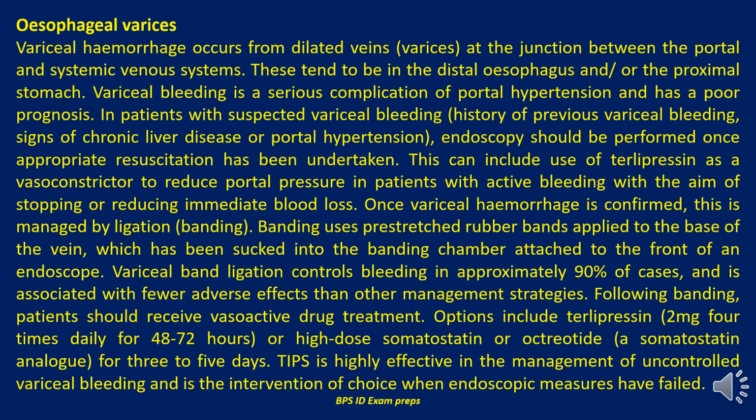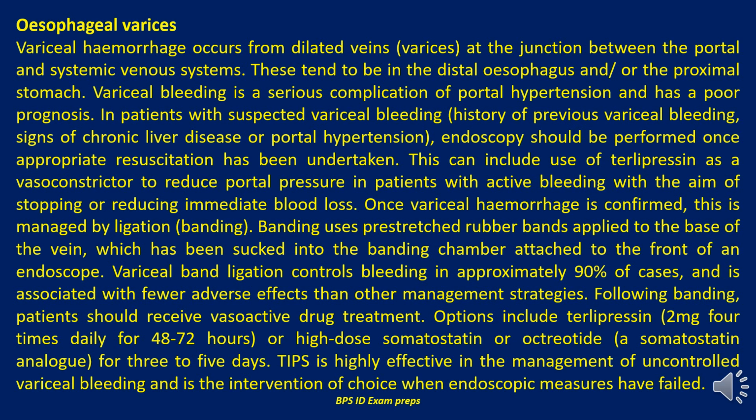Variceal hemorrhage occurs from dilated veins, that is varices, at the junction between the portal and systemic venous systems. These tend to be in the distal esophagus or the proximal stomach. Variceal bleeding is a serious complication of portal hypertension and has a poor prognosis.